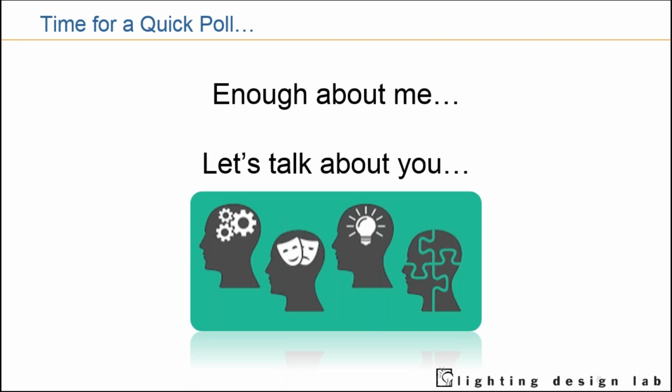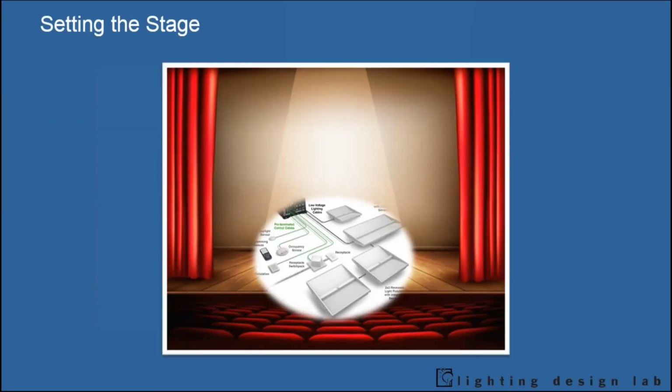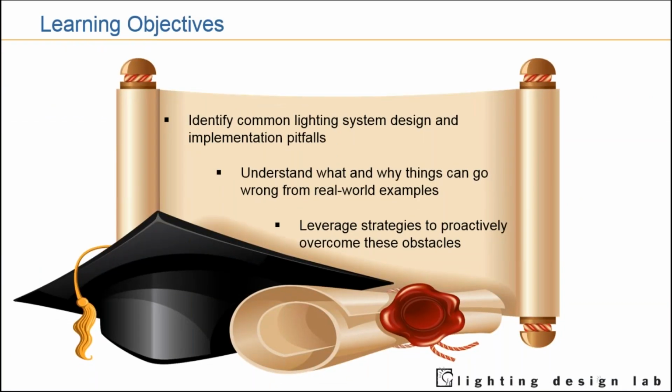Very happy with this. So let's officially get started and set the stage. What are we going to be looking to discuss today? So ultimately, we wanted to identify common lighting system design and implementation pitfalls. Let's understand the why and what can go wrong through real world examples. And as a bonus, you can get us laughing at ourselves through projects that we, in some way, shape, or form, did not complete successfully. And ultimately, and more importantly, understand and leverage strategies to proactively overcome obstacles you can find.